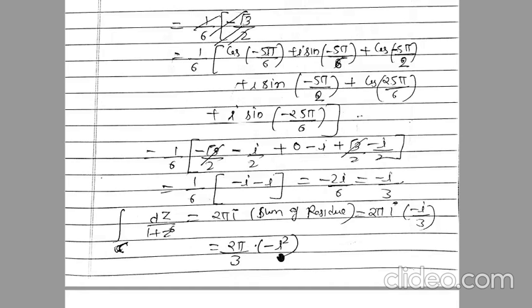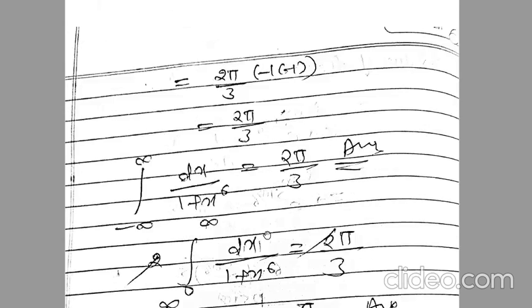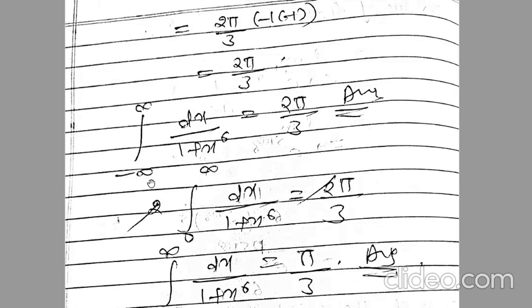So 2 pi upon 3 into minus iota square, and put the value of iota square here, then you will get 2 pi by 3 as your final answer. So again you will write here that the total integration of the integral over C_R of f(z) plus the integral from minus R to R of f(x) dx is equal to 2 pi upon 3. Then you will take R tends to infinity, then your integral over C_R of f(z) dz will vanish and give 0 value. Then you will take R tends to infinity, so the integral from minus infinity to infinity of f(x) dx will be remaining.